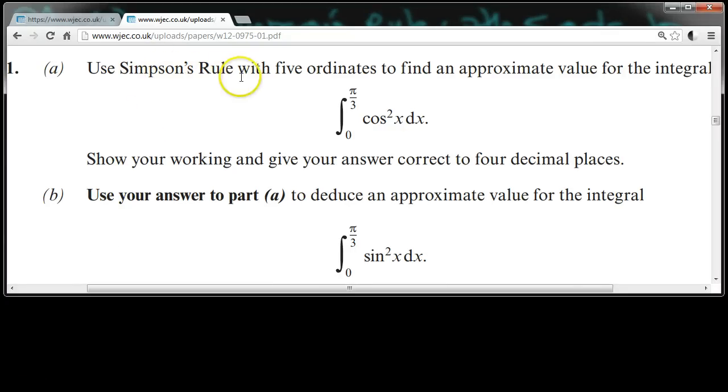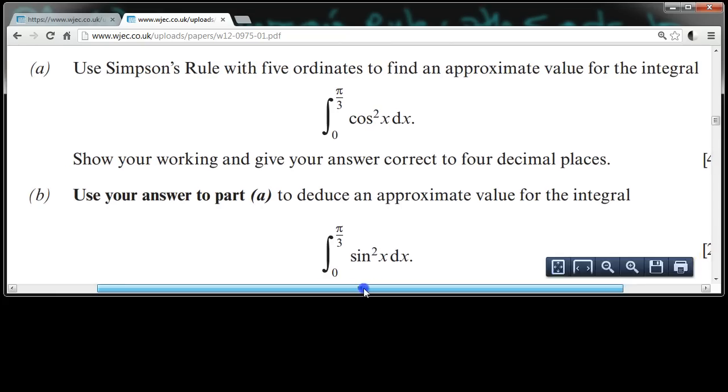Use Simpson's rule with 5 ordinates to find an approximate value for the integral of cos squared between 0 and pi over 3. Show your working and give your answer correct to 4 decimal places. Use your answer to part A to deduce an approximate value for the integral of sine squared x dx between 0 and pi over 3.